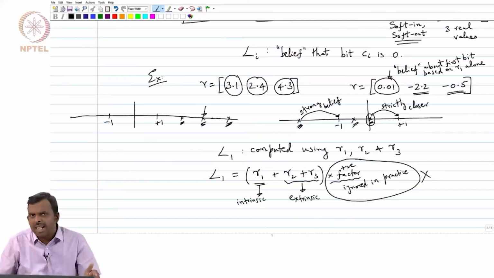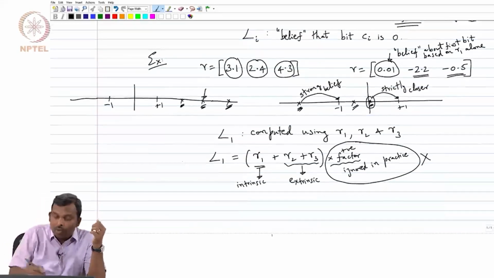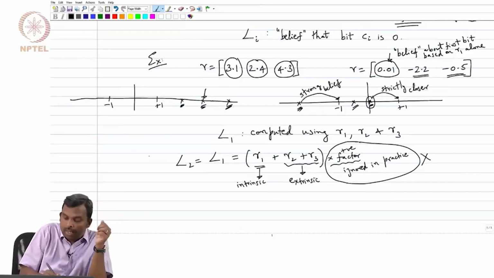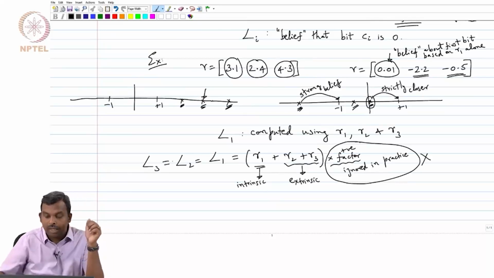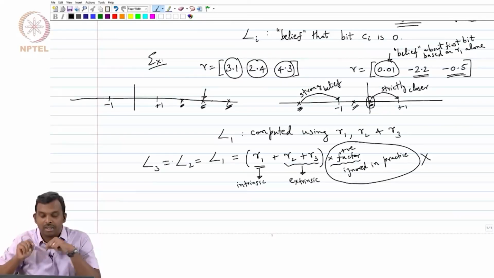And why do I have to add these three? One can do a small probabilistic derivation here. I am going to do it very quickly, but the moral of the story is you can see intuitively why this is R1 plus R2 plus R3, right. So, the same bit was transmitted 3 times. So, you are allowed to add the 3 received values to get the total belief for every bit. In fact, this is the same for L2 also, and L3 is also the same, okay, except that the intrinsic and extrinsic will differ, right.